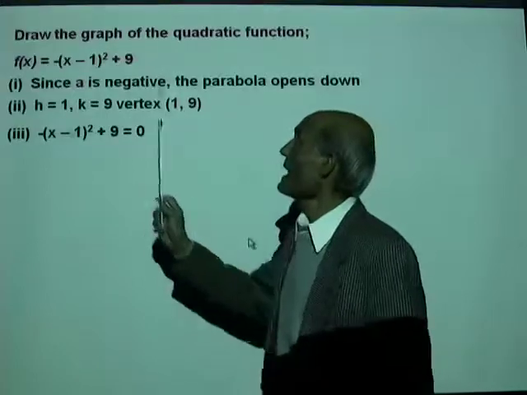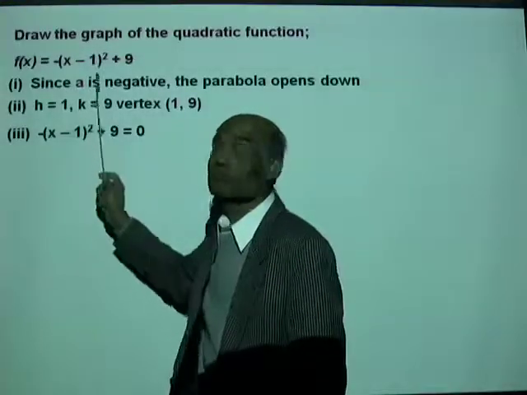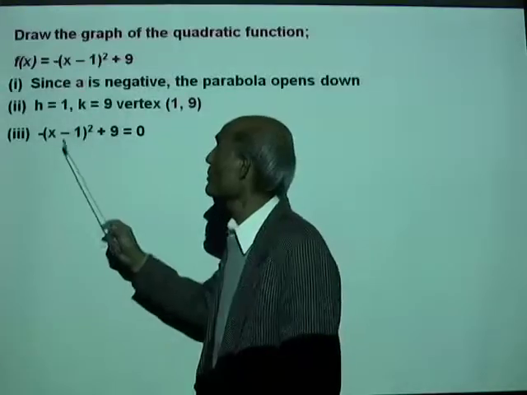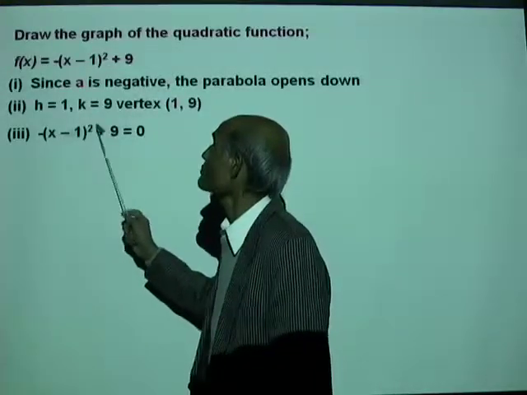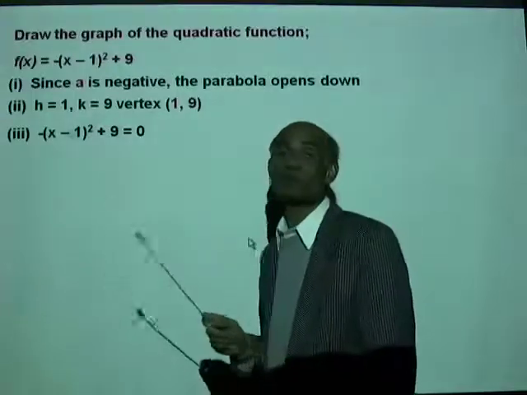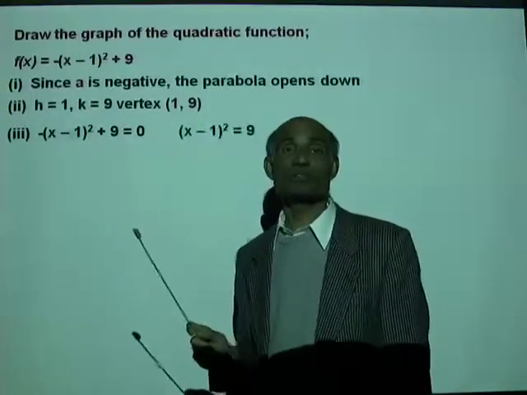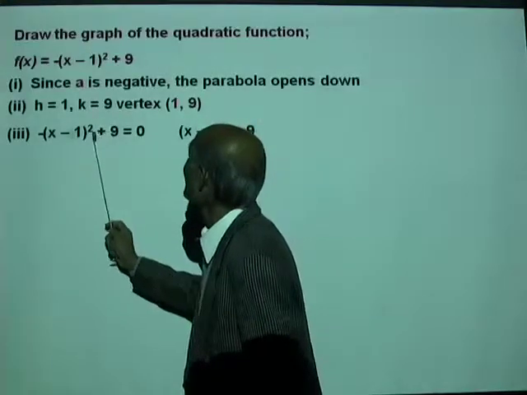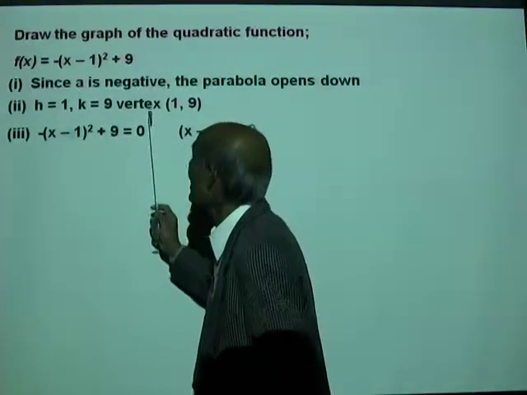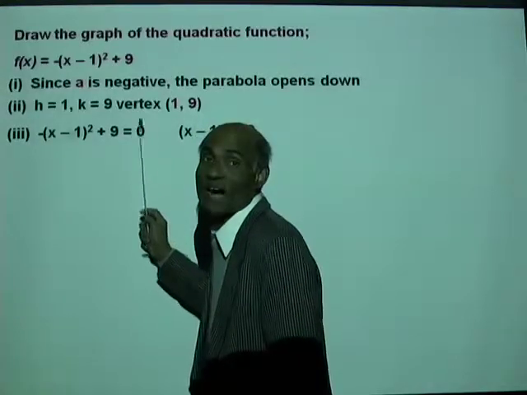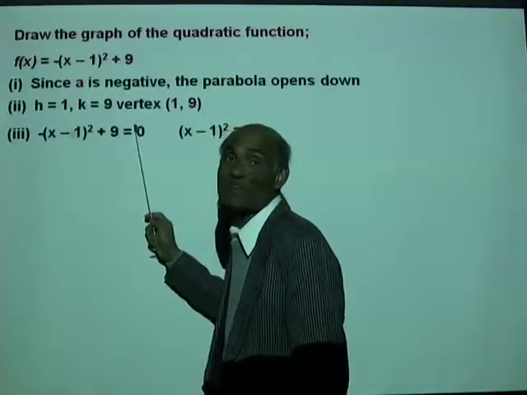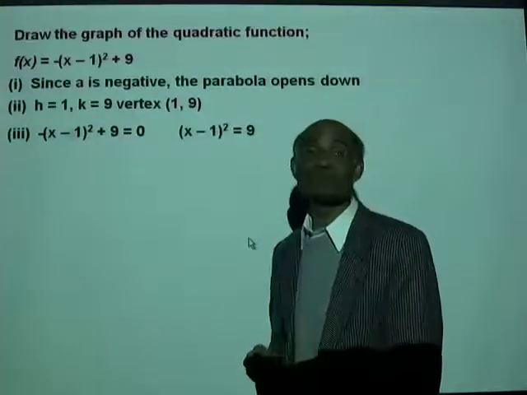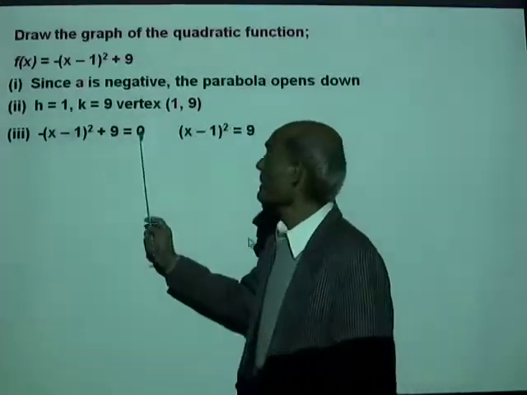And to find the x-intercept, we set the function equal to 0: negative (x minus 1) all squared plus 9 equal to 0. Now that means, first of all, you take 9 to the other side, it will become negative 9, and divide both sides by negative 1, and you get (x minus 1) all squared equal to 9. I hope you understood this.